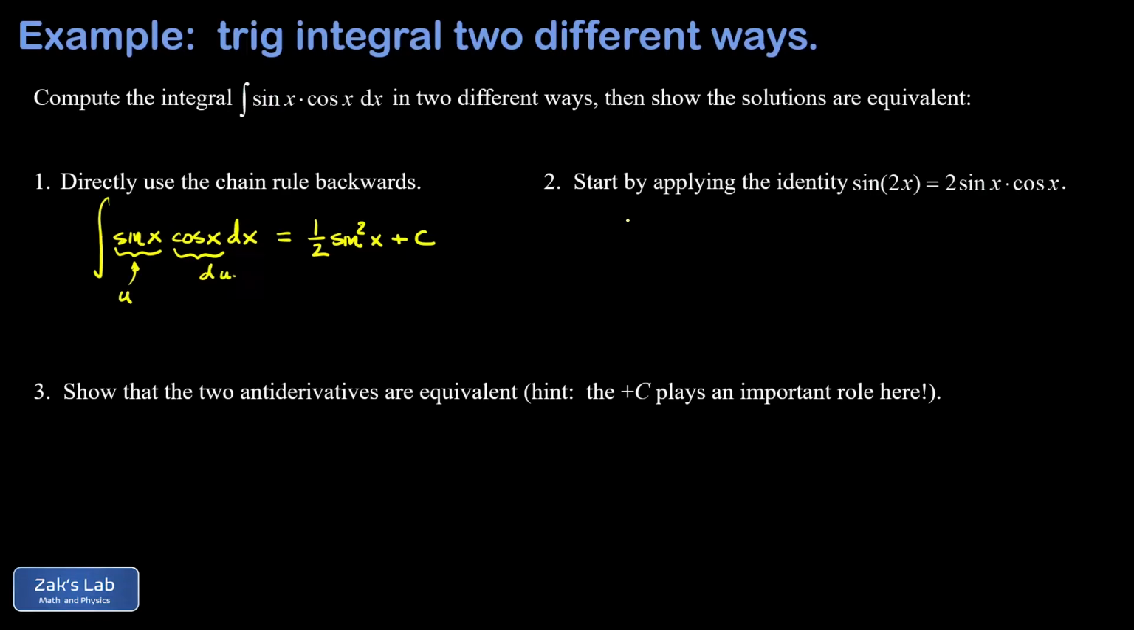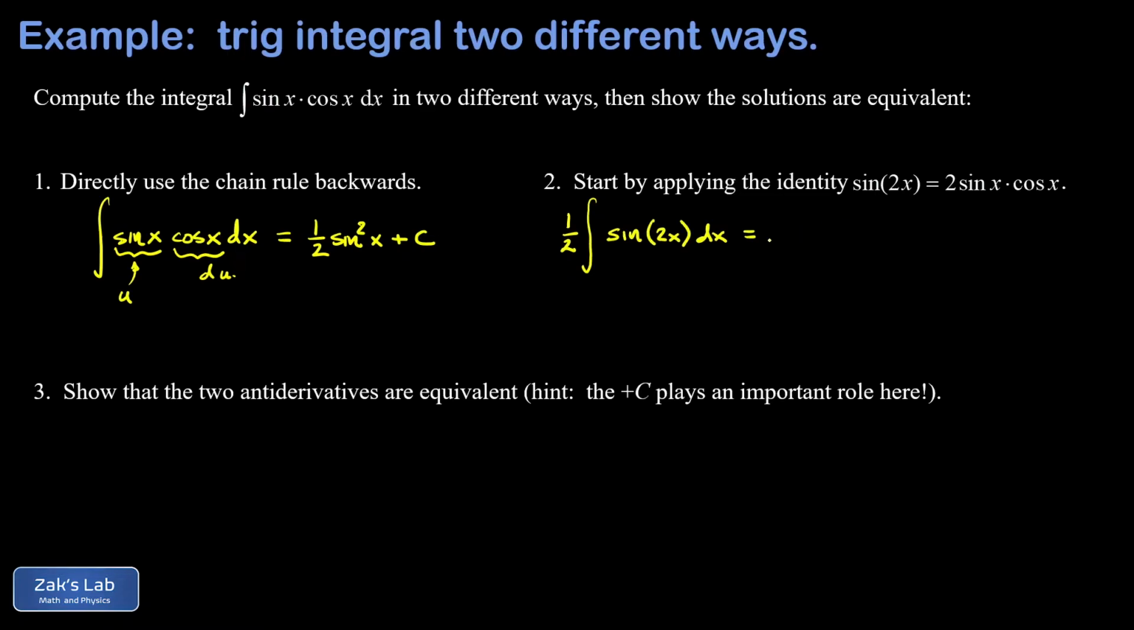Now, the second approach to this integral is that we're asked to start with the identity sine 2x is 2 sine x times cosine x. So in our integral, we have a sine x times cosine x. And turning this identity around, we should be able to express that as 1/2 times sine 2x. So the integral is transformed to a 1/2, I'll just pull that out in front, times sine 2x dx.